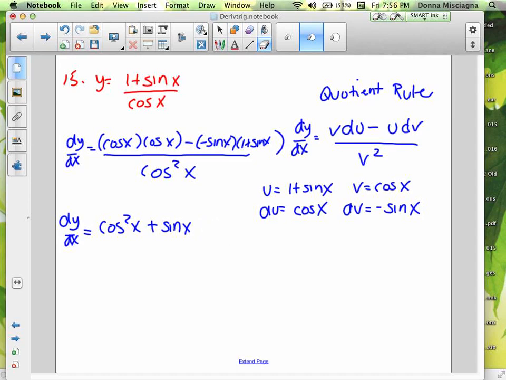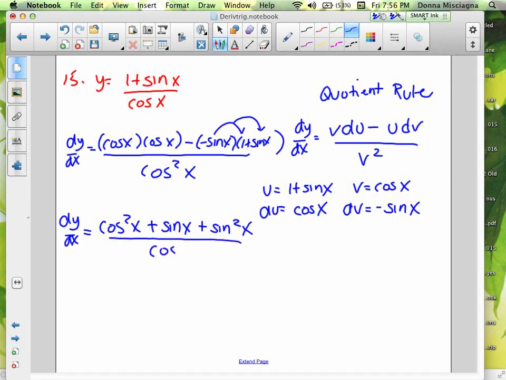Oops, sorry about that. So I'm just distributing the two negatives and the sine x to both of those. So that's going to be cosine squared x plus sine x plus sine squared x. There we go. All over cosine squared x. Okay. We could simplify this a little bit.